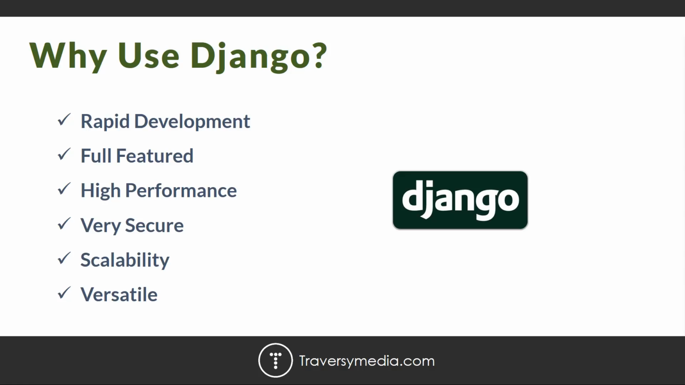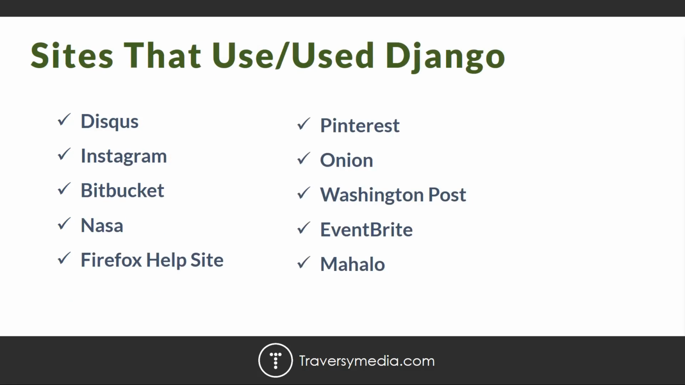Django is also very scalable. It can handle lots of traffic. In the next slide, we're going to look at some of the sites that do use Django or have used Django in the past. It's also very versatile. It can be used to build all kinds of diverse applications, from social networks and content management systems to things like scientific computing platforms. And of course, it runs on Python, which is a very powerful and versatile language itself.